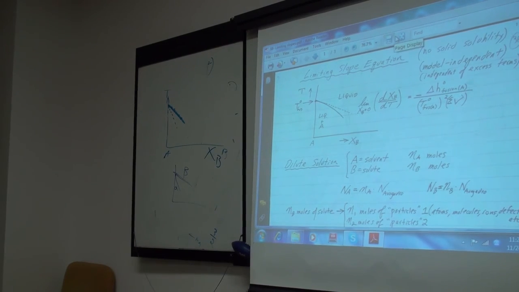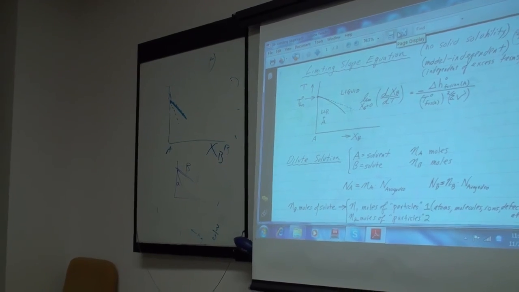An equation which is very simple, but is not nearly used enough. Every time you analyze a phase diagram, just spend 10 minutes and work out the limiting slopes and see if everything is reasonable.